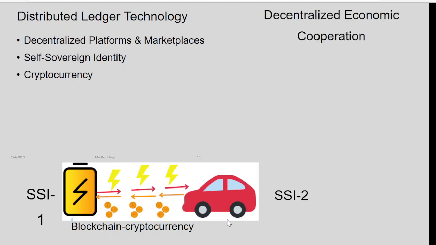Now this exchange between the cab and the charging station is completely decentralized economic cooperation. Now this is the most exciting benefit of economy of things. We haven't arrived at economy of things, but in this scenario, if the decentralized platforms and marketplaces are there, and self-sovereign identity is there, and cryptocurrency is there, then everything is possible, and the result of this is decentralized economic cooperation. The cooperation between the cab and the charging station exists till the incentives are in action.